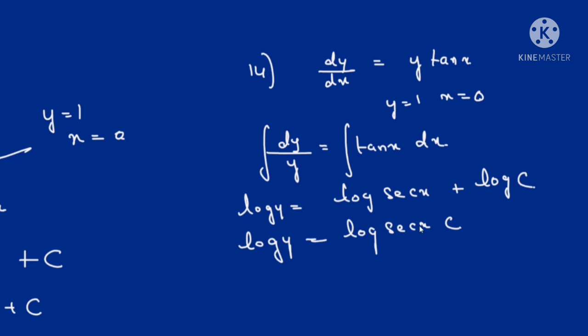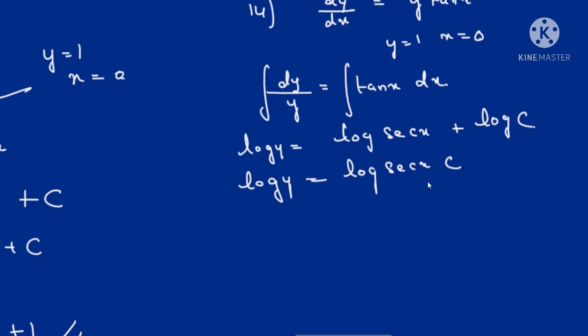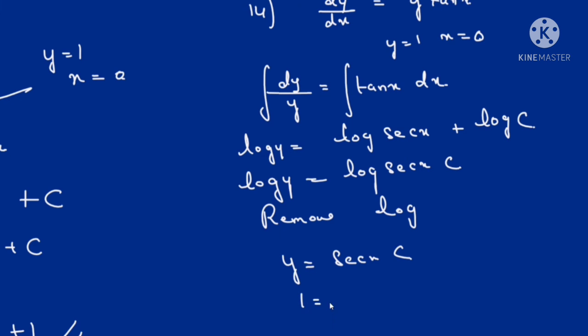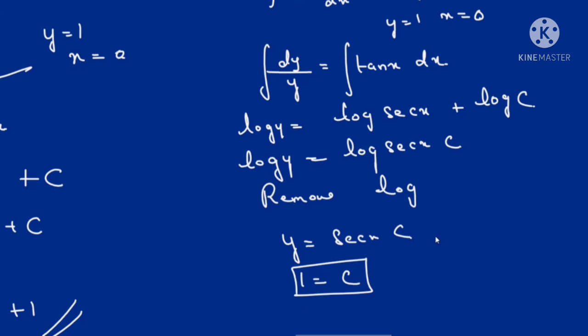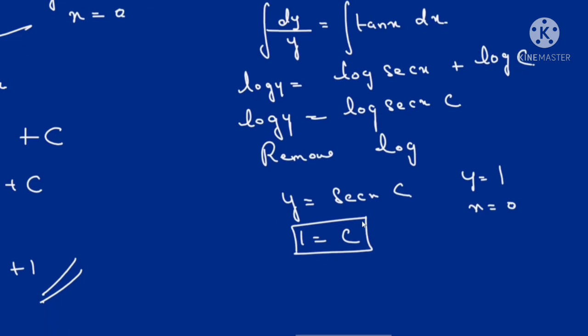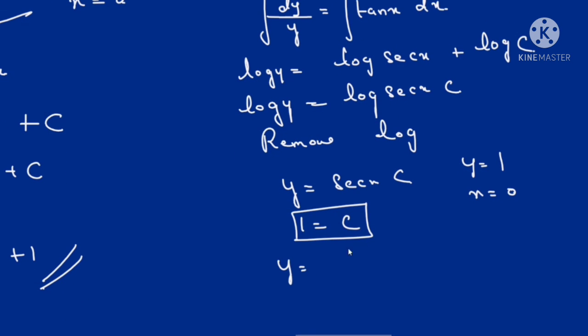The product rule here. So remove log now. Here I use the product rule: log a plus log b is log a into b. So remove log on both the sides. So you will get now y is secant x into c. Now substitute x is 0 and y is 1. Cos 0, secant 0 is also 1. So c is 1 because y is 1, x is 0. So the equation will become y is secant x.